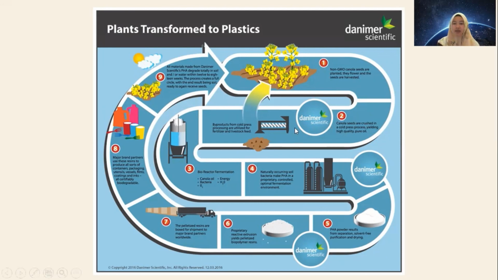So the byproducts from this will then be used for fertilizer and livestock feed, and the oil itself will be put into a bioreactor for fermentation process, along with the bacteria, oxygen, and water. So the bacteria will then convert the oil into PHA in an optimal fermentation controlled environment. So basically the pH, the moisture content, and all those conditions are very much controlled. It is then going to the fifth process, which is basically it's processed into PHA powder. Now this is where it is then customized according to the customer's needs.